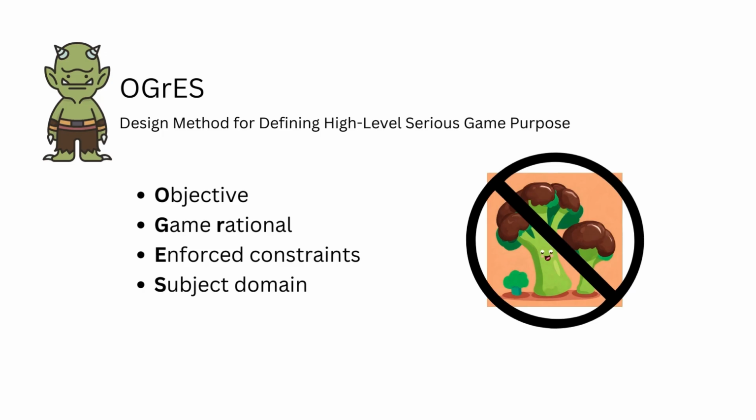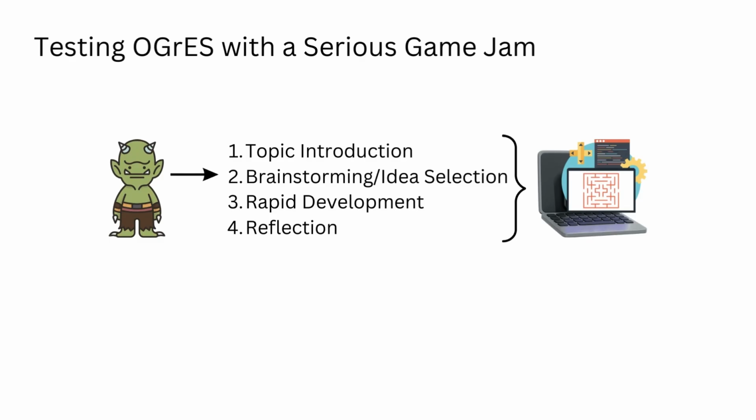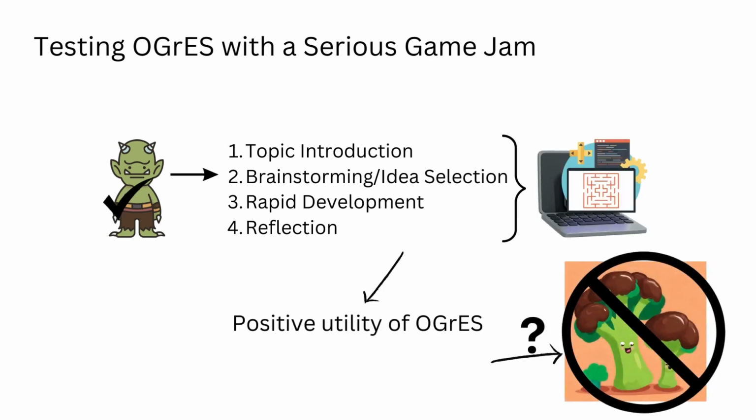The defined purpose acts as a compass for the rest of the game design decisions, thereby hopefully avoiding the dreaded chocolate-dipped broccoli issue, where game and educational elements are not well integrated. We designed Ogres to be easy to remember and implement so that novice developers could easily adopt it into their design practice. We tested Ogres with a game jam using novice developers, and participants found Ogres to be a useful tool in guiding their serious game design.